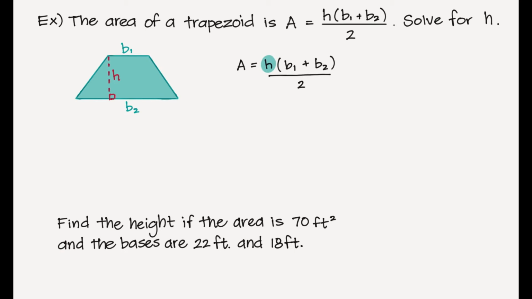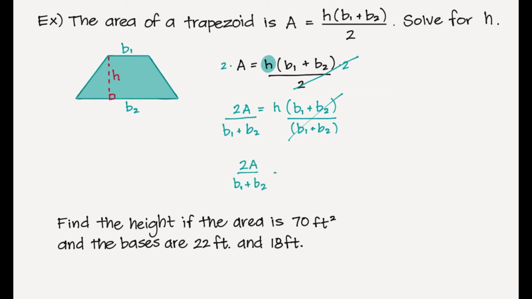First step, let's multiply both sides by 2 to get rid of that denominator. I'm left with 2A is equal to h times b1 plus b2. And then I can divide by that quantity of b1 plus b2 to get the h by itself. So when I'm done, h is equal to 2A divided by b1 plus b2.